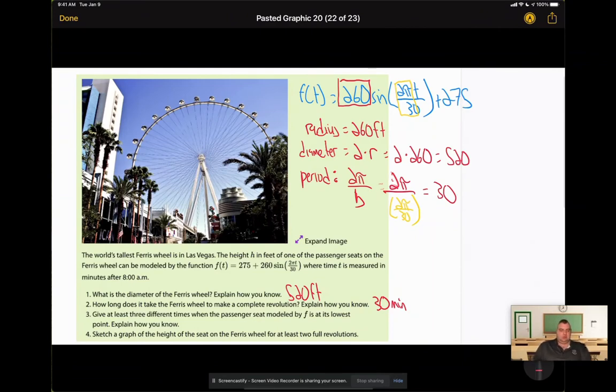Number 3, give at least 3 different times in which the passenger seat modeled by F is at its lowest point. So we know that the amplitude is 260. We know that in this case, the midline is going to be 275.